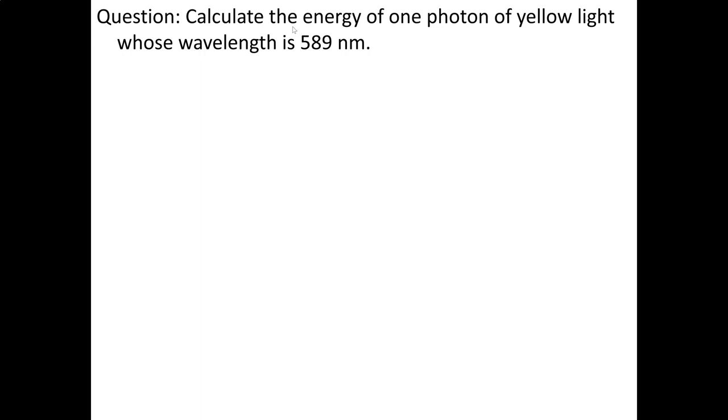So now we went to a different question. Calculate the energy of one photon of yellow light whose wavelength is 589 nanometers. So in order to do this, you got to kind of work your way backwards. How am I going to solve for energy? Energy is going to equal h times v, right? In order to do this, I need the v. This is not the frequency, it's the wavelength. So how do I get the frequency? Well, we know that v is equal to c over lambda. So that's how we're going to operate on this.